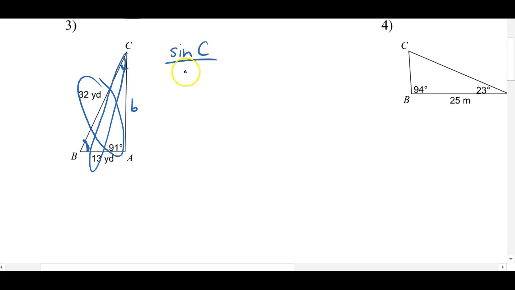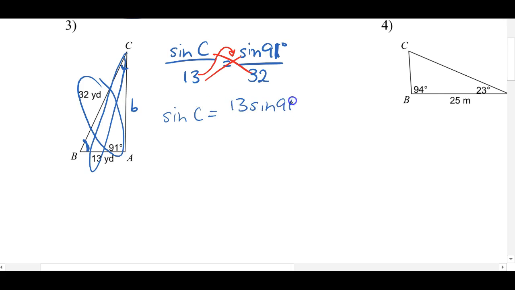So now sine of C over 13 yards. Remember, I'm looking for the angle, so I want the sine on top this time. And then the sine of 91 degrees over its opposite side, 32. Now again, the first couple of steps are the same. Cross multiply. That means I'm going to bring this 13 up here. So now it's the sine of C equals 13 times sine of 91 degrees over 32.